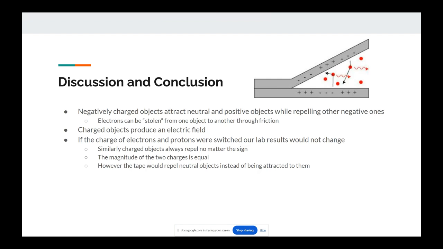If the charge of electrons and protons were switched, our lab results would not change. Similarly charged objects always repel no matter the sign, so if electrons were positively charged, they would still repel. The magnitude of the two charges is equal on the piece of tape, and the charge of a proton is equal to the charge of the electron in magnitude. However, the tape would repel neutral objects instead of being attracted to them if it was positively charged.